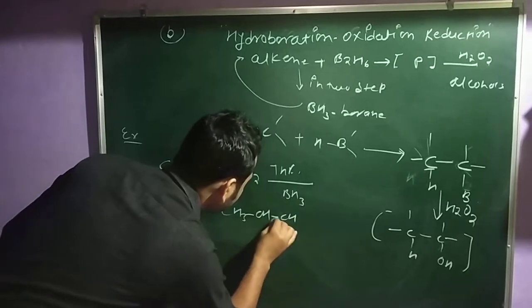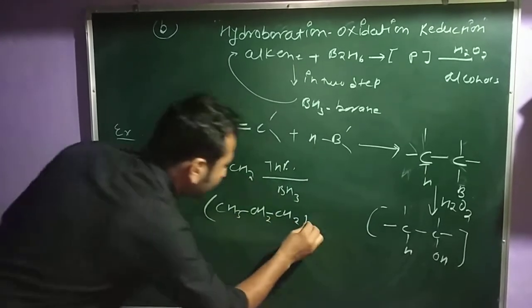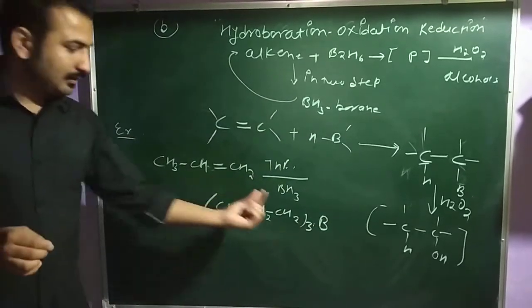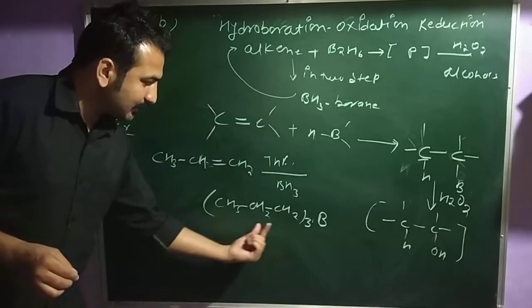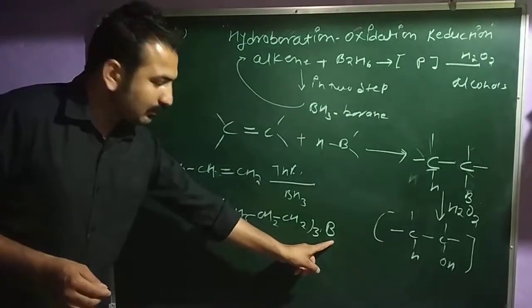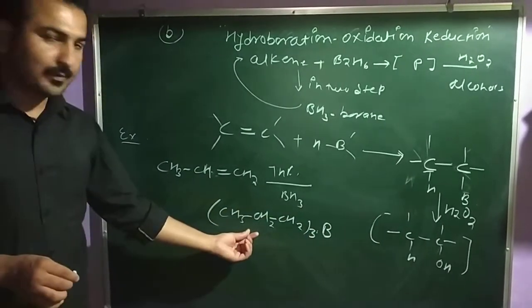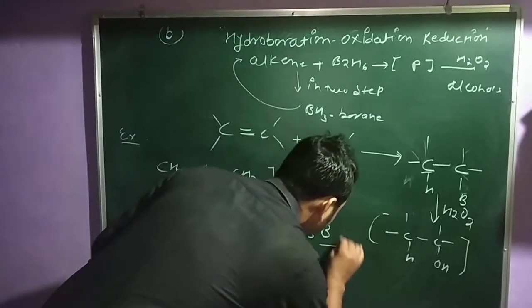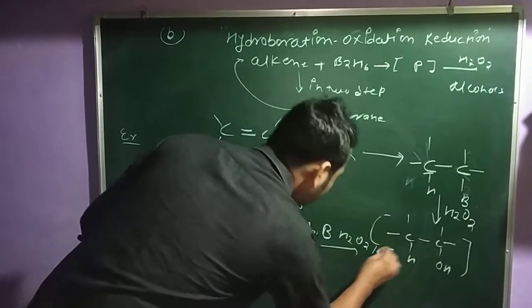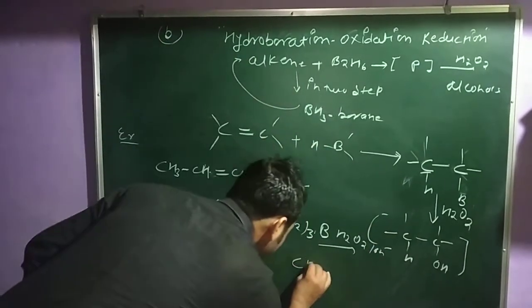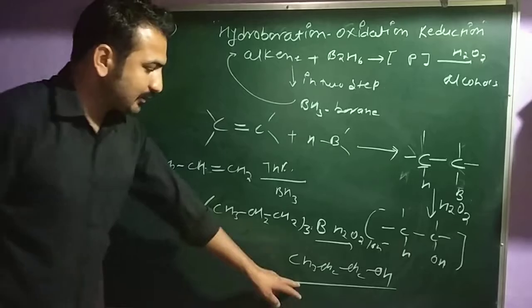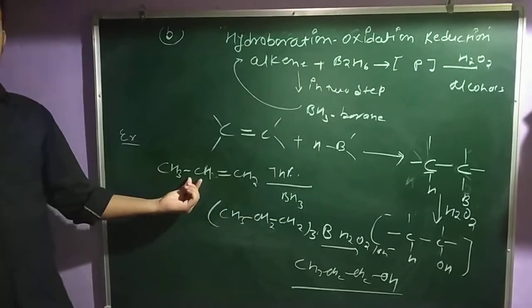The trialkyl borane is (CH3CH2CH2)3B. The double bond is broken by the addition of B and CH3CH2CH2 thrice. This is called tripropyl borane. And this on reaction with H2O2 and OH negative will give the alcohol. The alcohol is CH3CH2CH2OH. This is your corresponding alcohol from propene.